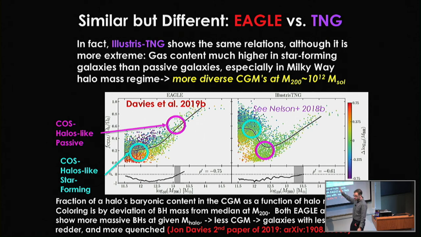And Dylan Nelson wrote a very nice paper where I think he would argue that the passive halos are lower mass and more evacuated, more directly linked to SMBH feedback clearing the CGM pretty rapidly. So it would be interesting to see IllustrisTNG do that high cadence tracking, which I did in EAGLE.